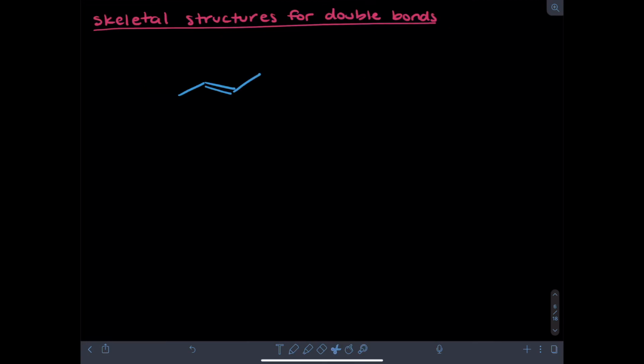I want to show you what skeletal structures will look like when you have double bonds and triple bonds. Here's an example of a molecule featuring a carbon-carbon double bond. Knowing that each endpoint and corner represents a carbon, this is a 4-carbon molecule. If you want to figure out how many hydrogens are attached to each carbon, you have to think about each carbon as having 4 bonds total.